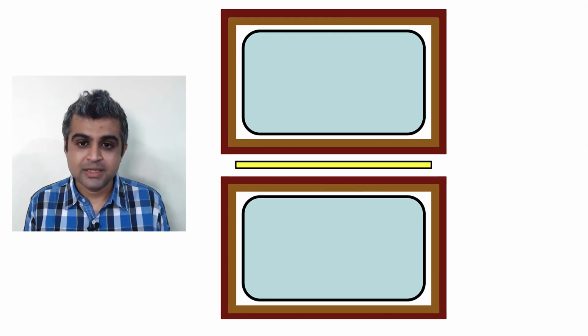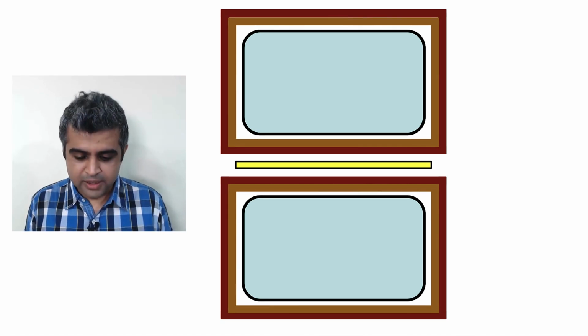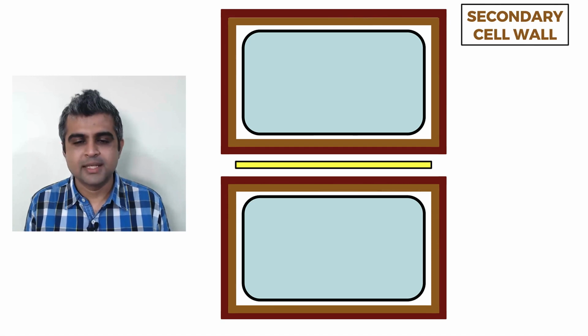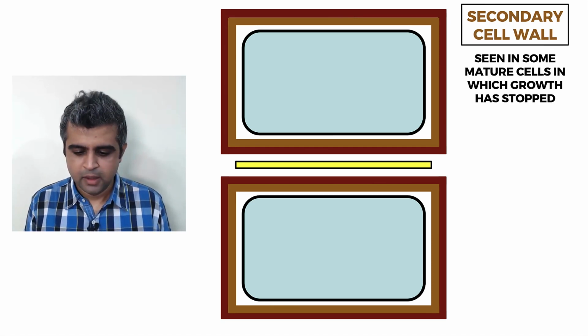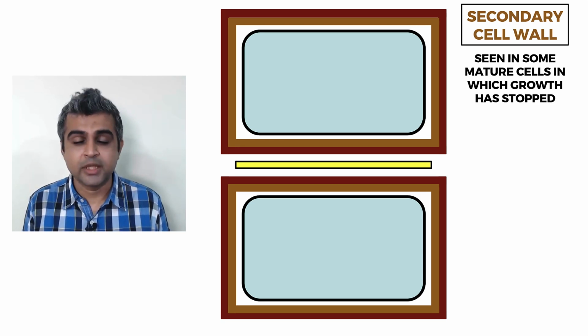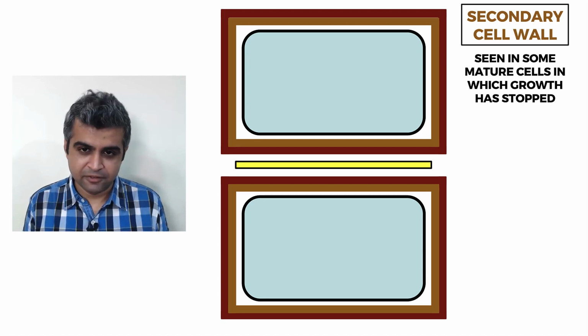And of course, this is inner to the primary cell wall. So this, dear students, is going to be called as the secondary cell wall. So it is seen not in all cells, but in some mature cells in which growth has stopped. They no longer need to grow. They no longer even need to be alive.